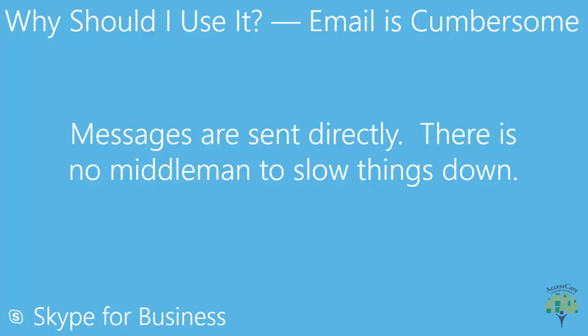So why should you be using Skype for Business? First off, email is cumbersome. When an email is sent, it is sent from your Outlook up to our Office 365 servers. Then it waits for the recipient's Outlook to ask for the email, which can take anywhere from 20 seconds to 5 minutes. Skype for Business is different. Messages are sent directly to the recipient. This makes message sending blazing fast. You can send a message to your recipient and they'll have it almost immediately because there's no middleman.